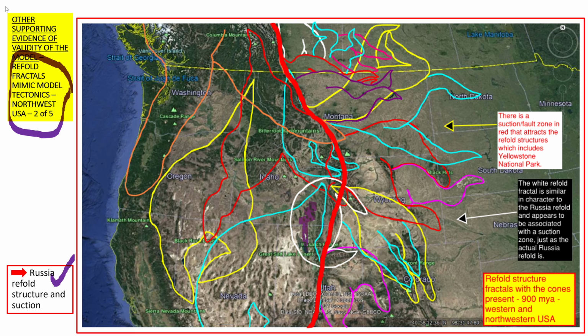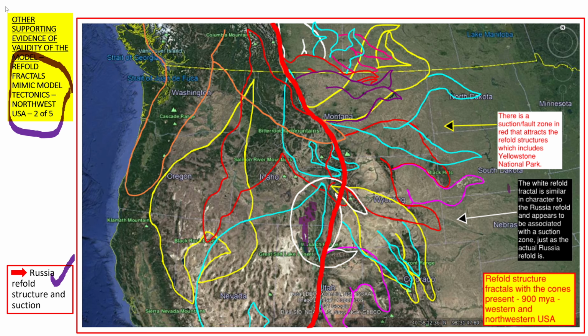Looking at the text boxes, there is a suction fault zone in red that attracts the refold structures, which includes Yellowstone National Park. As I have to talk about it, it's hard not to, but basically the last presentation is about this stuff. But you can see all these guys, all these characters, and there's more than you think. If you look carefully, there's more than you think. They're all heading into the red fault zone. They're either going parallel or perpendicular to it. In this case, mostly perpendicular, and they're getting pulled in. They're like looking for that heat source. They're looking for that access to the inner Earth, so to speak, where it's hotter and there's that gravitational attraction.